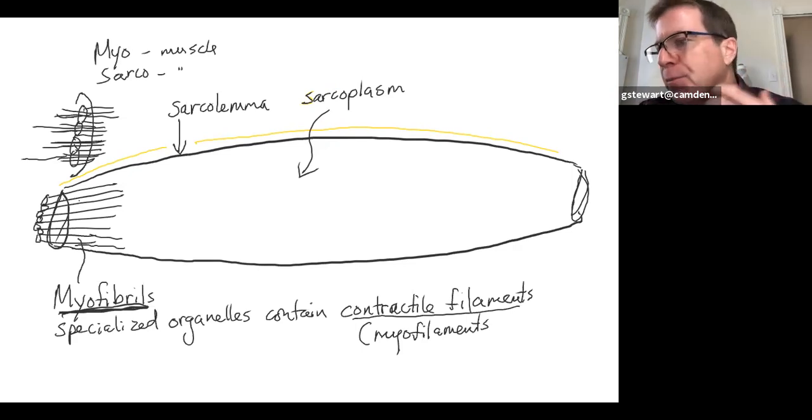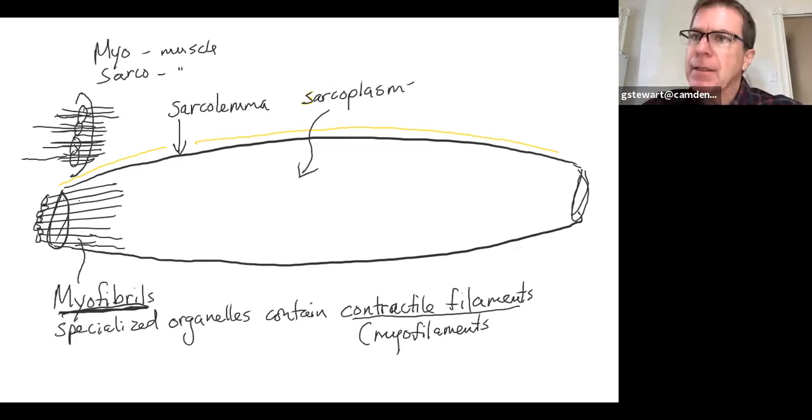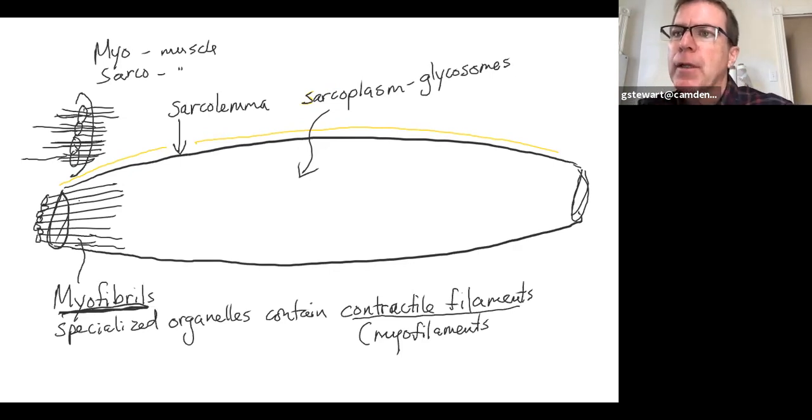But there's mitochondria and a few specialized things. One of those specialized things, glycosomes, are these little granular storage containers. They're considered an organelle, but glycosomes store glycogen, which is just sugar, so that the muscle cell can produce ATP. It's a source. Also in the sarcoplasm, there's something very specialized called myoglobin.